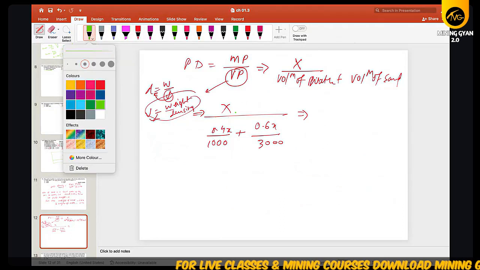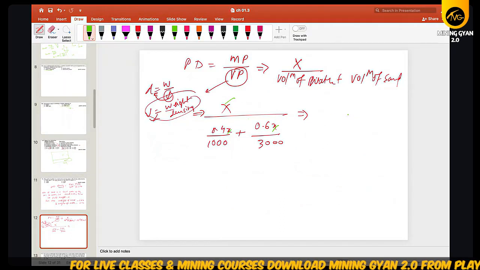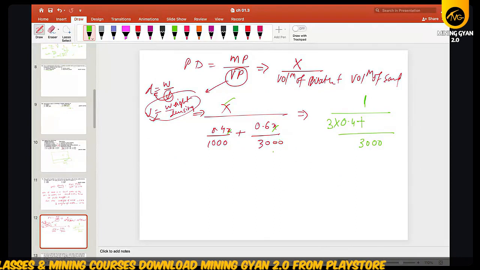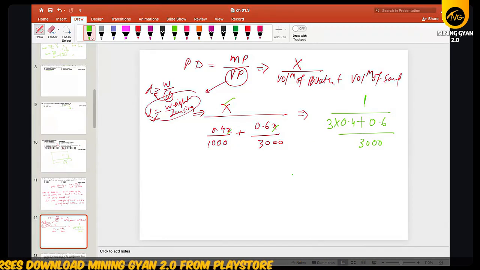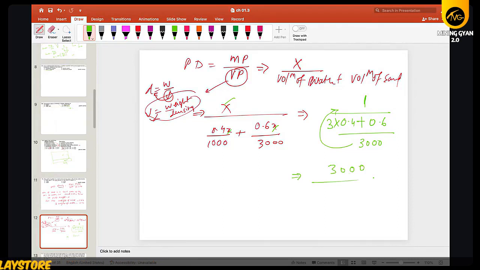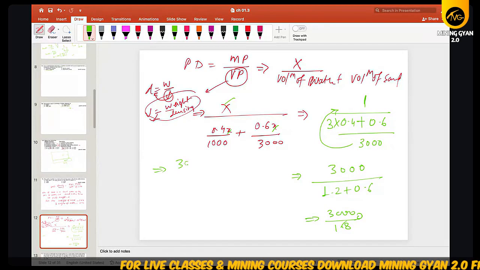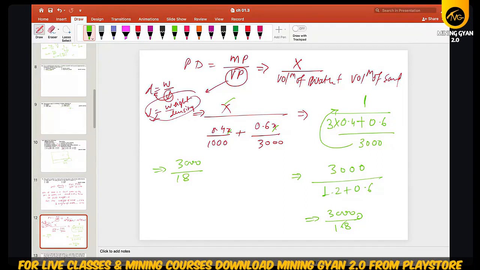So cut down x. It will be 1, it will be 0.4, take the LCM 3000. 1000 by 3 will be 3 plus 1.6. These 3000 go upside, so 3000 divided by 1.2 plus 0.6, that is 3000 divided by 1.8.